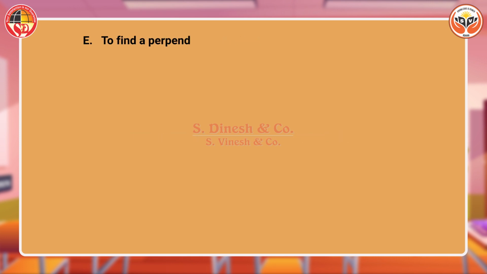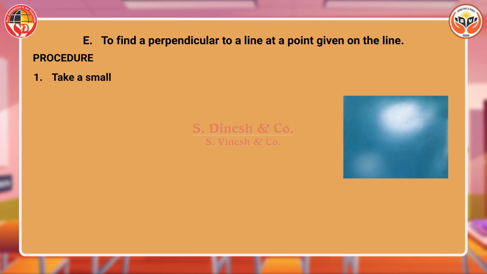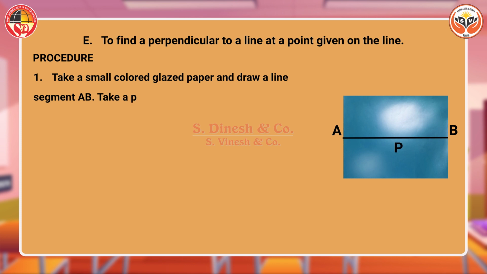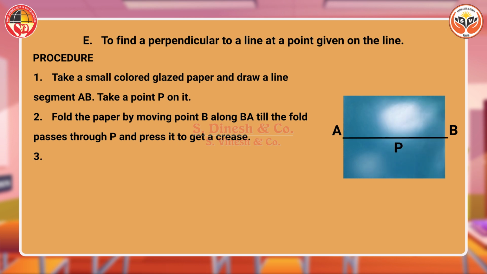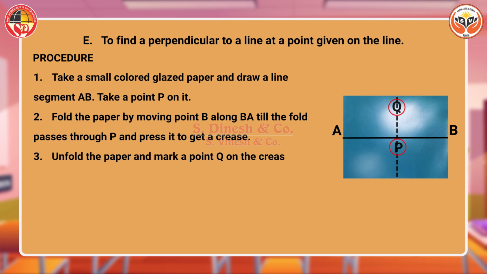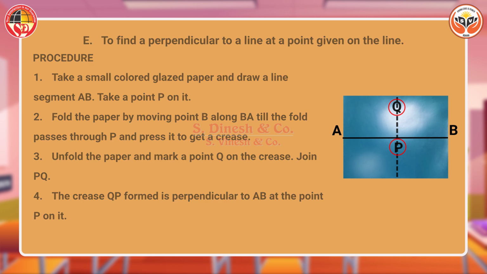E. To find the perpendicular to a line at a point given on the line. Procedure: take a small colored glazed paper and draw a line segment, AB. Take a point, P, on it. Fold the paper by moving point B along BA till the fold passes through P and press it to get a crease. Unfold the paper and mark a point, Q, on the crease. Join PQ. The crease, QP formed, is perpendicular to AB at the point P on it.